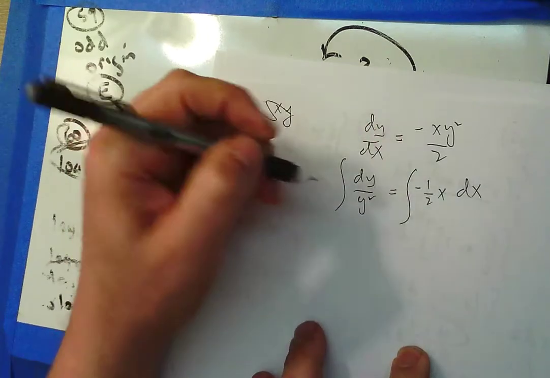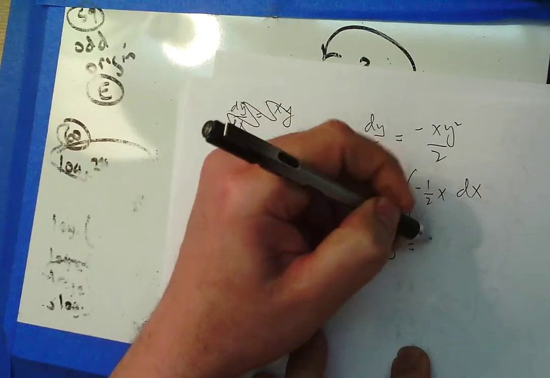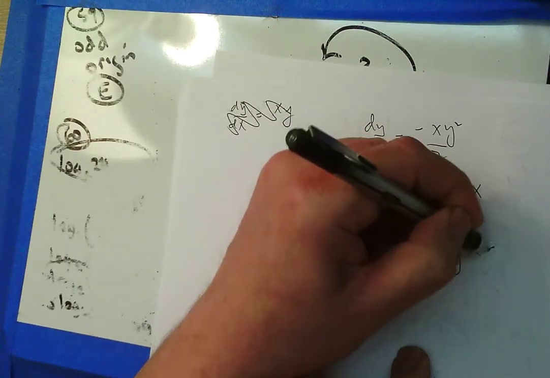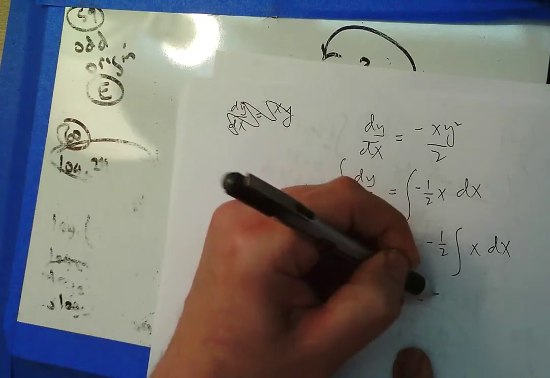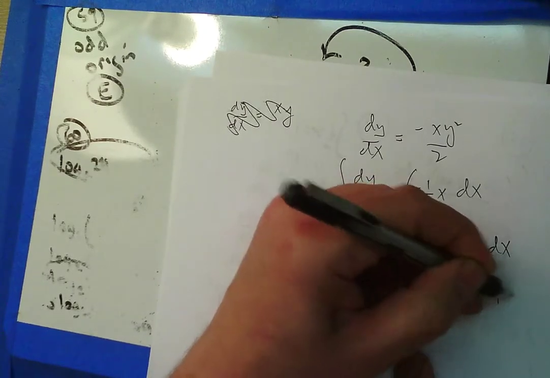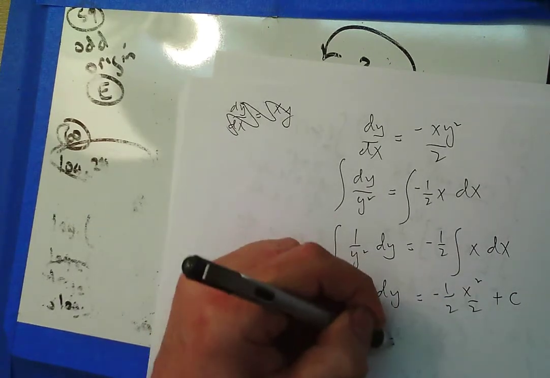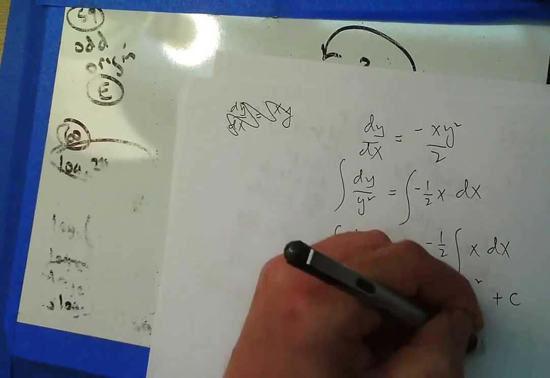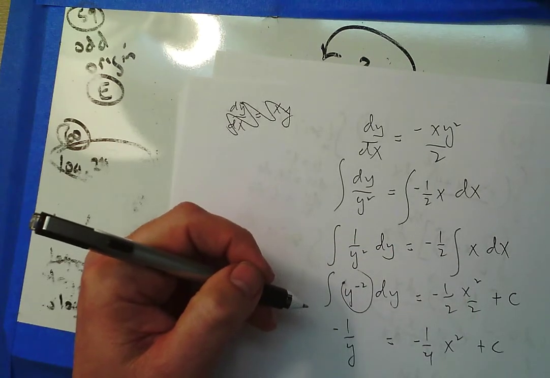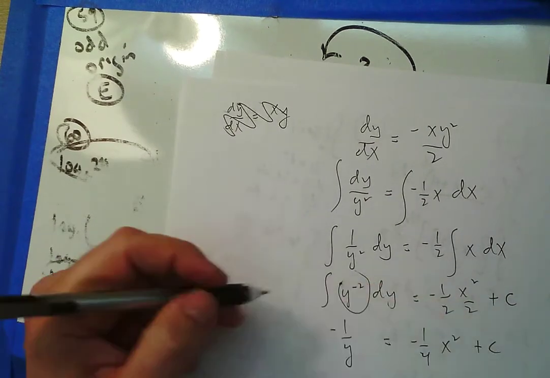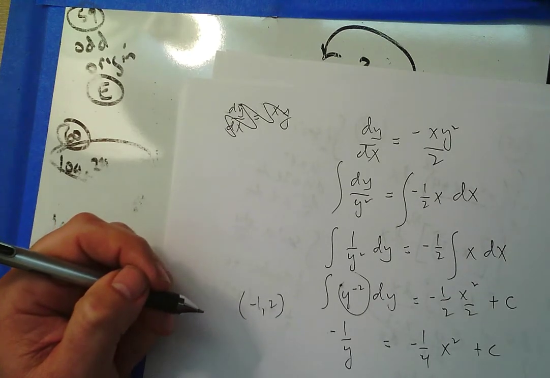I'll integrate both sides. It may be useful to write this like this. And then to say, well, that's going to be y to the negative 2 dy equals negative 1 half x squared over 2 plus c. This is negative 1 over y equals negative 1 fourth x squared plus c. I have to solve for c, and I've got this initial condition, negative 1, 2. Well, why don't we plug in that now and solve for c?